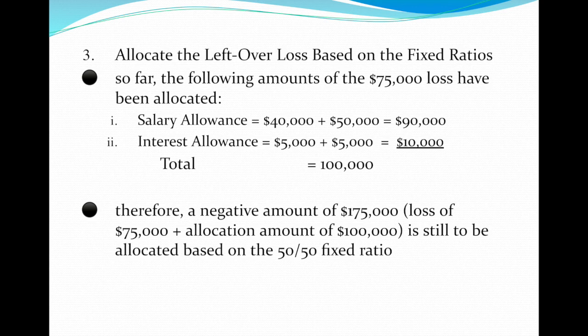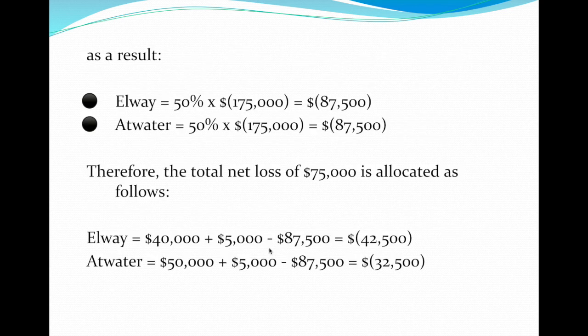So, in terms of salaries, we still pay that salary, hypothetically speaking. So in this case, there's a total negative amount of $100,000 plus $75,000, so a total negative amount of $175,000. We're losing $75,000 plus the salary and interest allowance that's in the partnership agreement. So whatever amount is left over is allocated by the 50-50 ratio. In this case, Elway gets 50% of that, $87,500. Atwater gets 50% of that, $87,500.